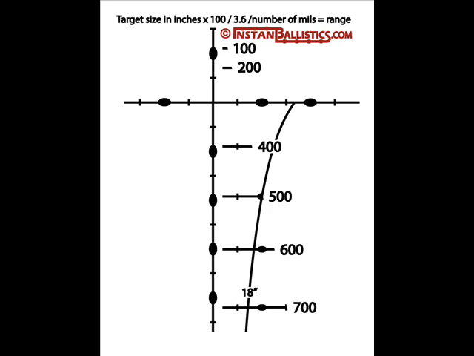Now each of these lines coming off to the right represent a holdover line for each 100-yard increment. So your scope in this system should be zeroed for 300 yards. And above your crosshairs, you see a mark for 100 and 200 yards. And then below your crosshairs you see 400 yards, 500 yards, 600 yards, 700 yards.